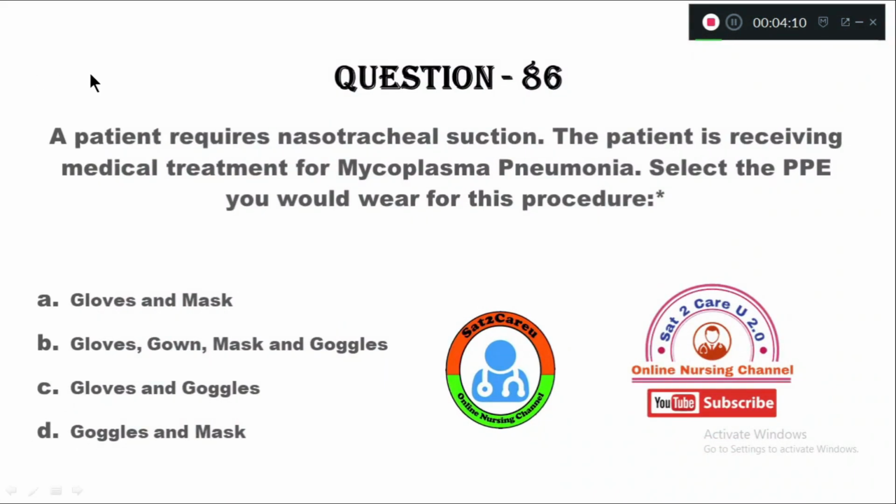Question number 86. A patient requires nasotracheal suction. The patient is receiving medical treatment for Mycoplasma pneumonia. Select the PPE you would wear for this procedure. Option A, gloves and mask, B, gloves, gown, mask and goggles. Option C, gloves and goggles. Option D, goggles and mask. So which PPE kit would you wear when you care for a Mycoplasma pneumonia client? The right answer is option B, gloves, gown, mask and goggles.